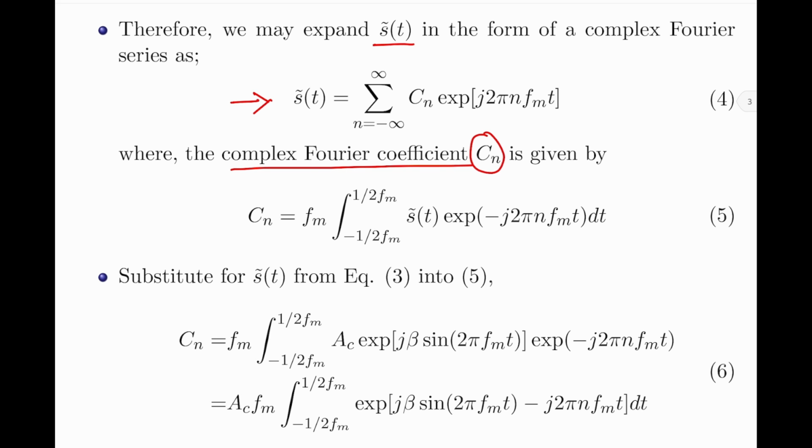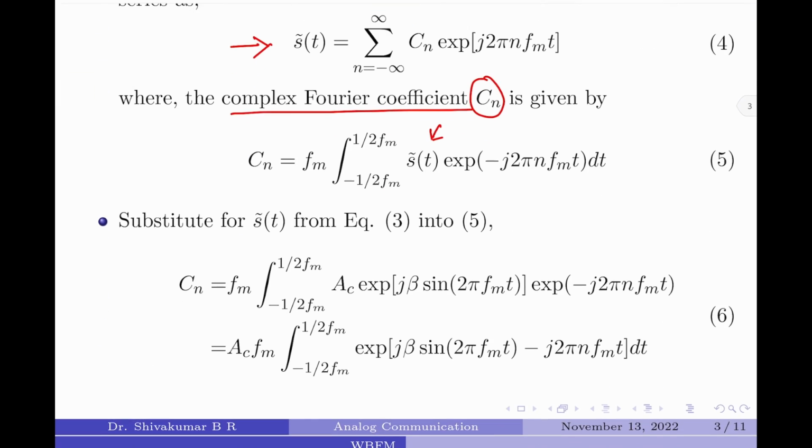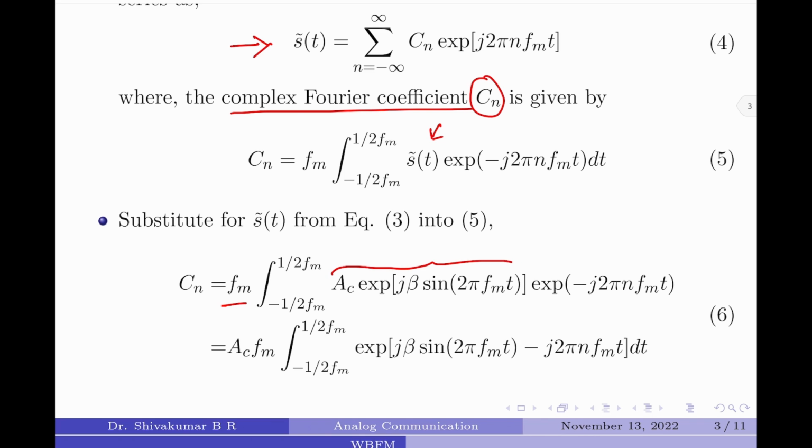Now, if you look at the RHS of equation 5, you will find you have S tilde of t here. So, I will substitute for S tilde of t from the previous equation, which is equation 3, to expand Cn as Fm integral minus 1 by 2 Fm to plus 1 by 2 Fm, and this complete term is S tilde of t, and the following term, which is the exponential term, is directly taken from the RHS of equation 5. Let me now take the constant AC to the constant side here. So, Cn equals AC Fm integral minus 1 by 2 Fm to plus 1 by 2 Fm.